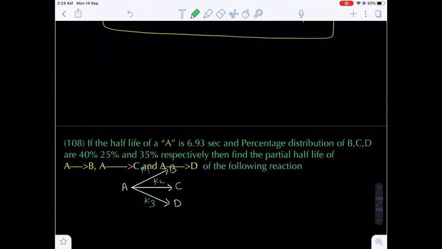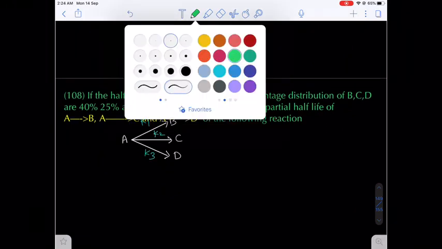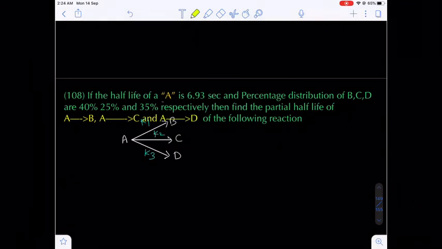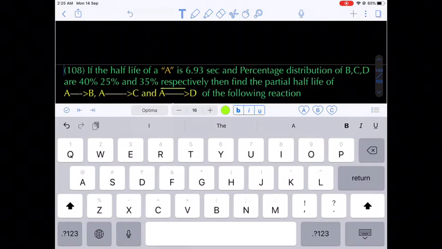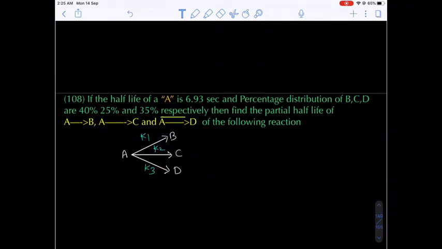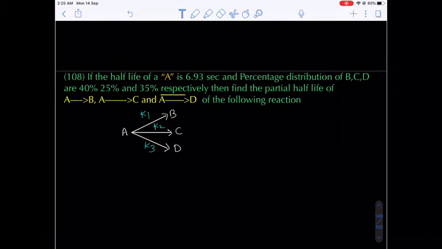Now come to the next question, 108. In this question, if the half-life of reactant A is 6.93 seconds, and the percentage distribution of B, C, D is 40, 25, 35% respectively, then find the partial half-lives of A to B, A to C and A to D. Are you getting my point? So here the question is to find the individual, that is the partial, half-lives.